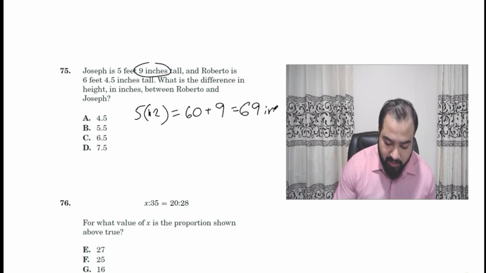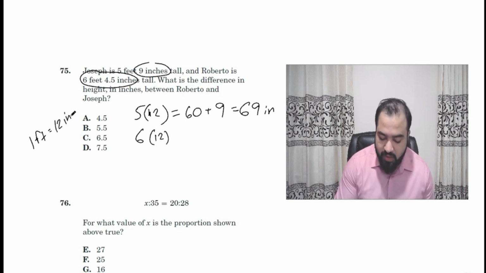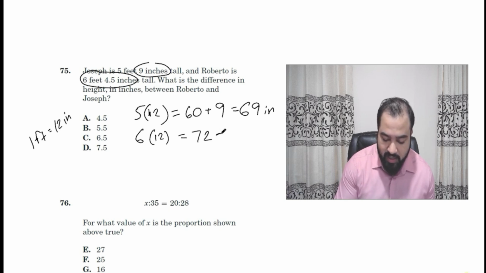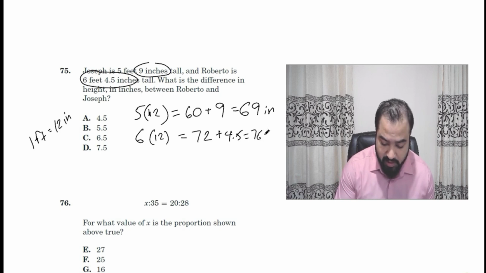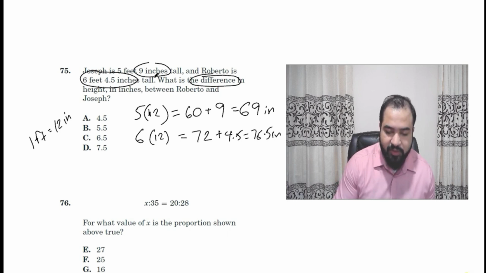Now let's take a look at Roberto. Now he is 6 feet and 4.5 inches. Now 6 feet means 6 times 12. The reason I'm multiplying it by 12 is because we know that 1 foot is equal to 12 inches. So 6 times 12 is 72. And plus we have 4.5 inches. So that should be equal to 76.5 inches.